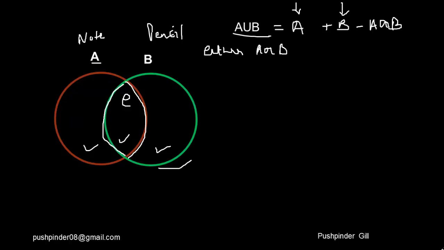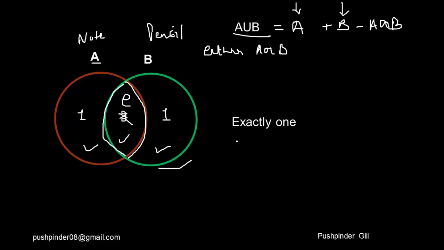So let's see if we want to calculate how many people own exactly one of the things, either a notebook or a pencil. If you look at it from the graphical point of view, this area is needed and this area is needed. This area is not needed because these are the number of people who own two things, a pencil and a notebook. So that means you need either a notebook or a pencil. So how do you calculate exactly one in terms of A and B? This is how you go about it.